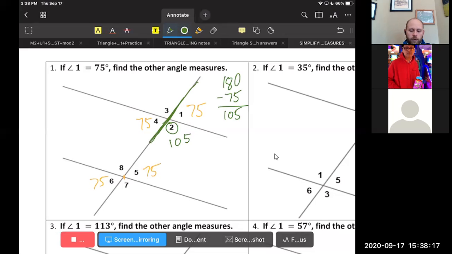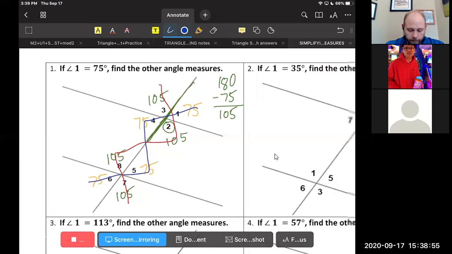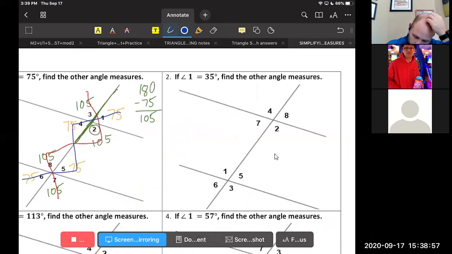And because angle 2 and 3 are vertical, this is also 105. Now we come back to the corresponding angles, right? 2 is corresponding with 7, so that's got to be 105. 7 and 8 are vertical, so that's got to be 105. So you see this pattern here? 105s across the board. And you have 75s across. They kind of zigzag each other, okay? That's our pattern. And you'll be able to see it again here with number 2.